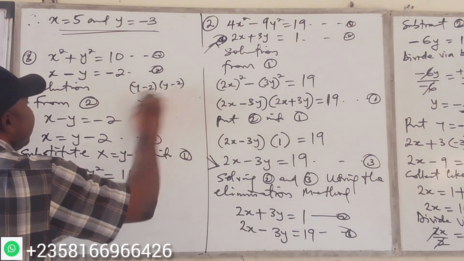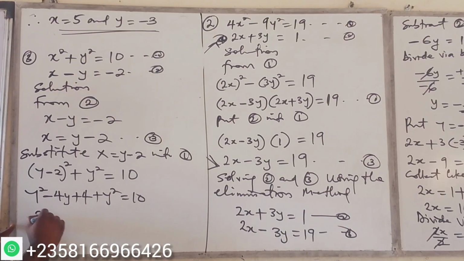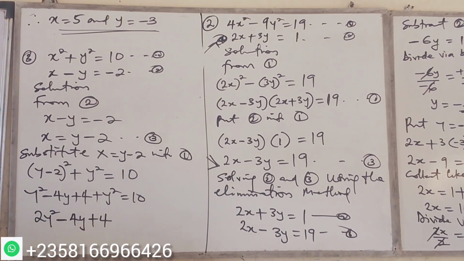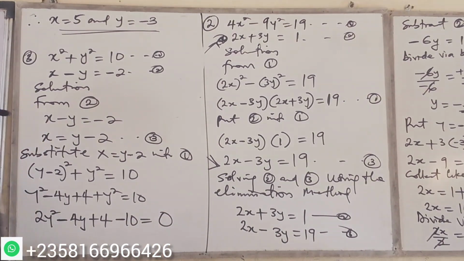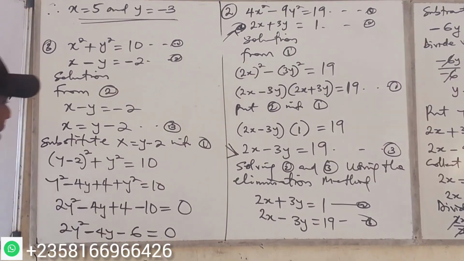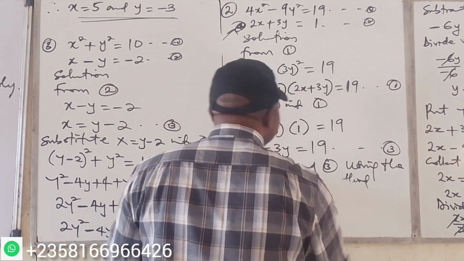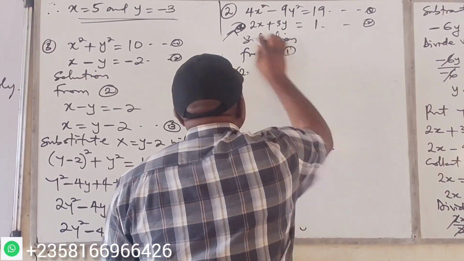So now in this case, we have y squared plus y squared. That will give us 2y squared. So 2y squared minus 4y. Then here we have plus 4. Now bringing this plus 10 to the left hand side, we have minus 10. That will be equal to 0. So it means here we have 2y squared minus 4y minus 6 is equal to 0.